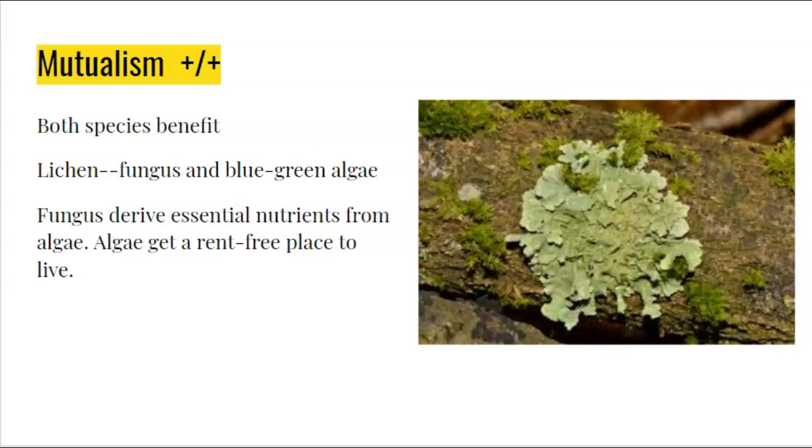Mutualism. This is going to be positive for both. Both species benefit. So one here is lichen. This is this weird leafy stuff, but actually there is a fungus, and then there's blue-green algae that lives on it. So the fungus can get some nutrients from the algae, and the algae gets a place to live on the fungus. So good for both.